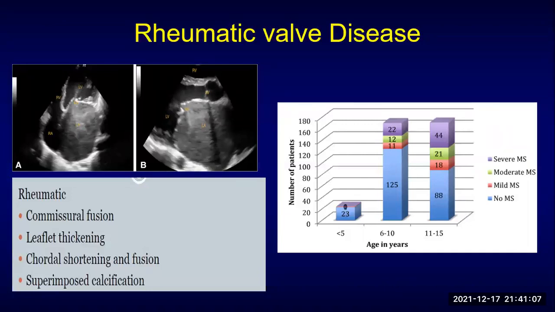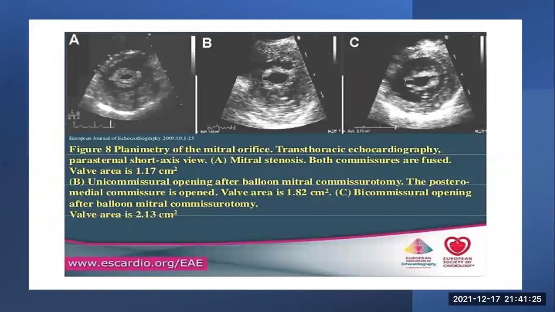One word about the rheumatic valve disease, which is also a very important etiology. You can see the commissural fusion, the leaflet thickening, and the chordal shortening and fusion, and superimposed calcification, of course, with age. Okay. Here we have a case with mitral stenosis and commissural fusion. Then here in B, you can see a unicommissural opening after a balloon mitral commissurotomy. Then here we can see opening of both commissures after balloon mitral commissurotomy.